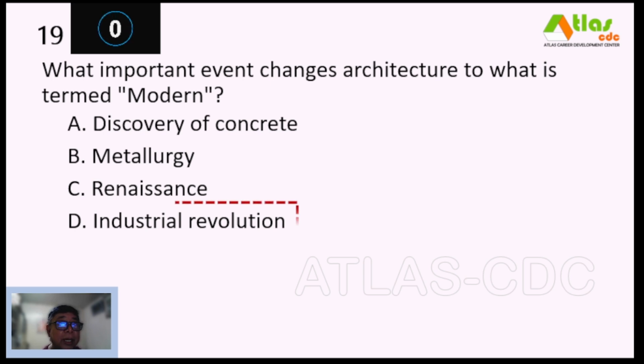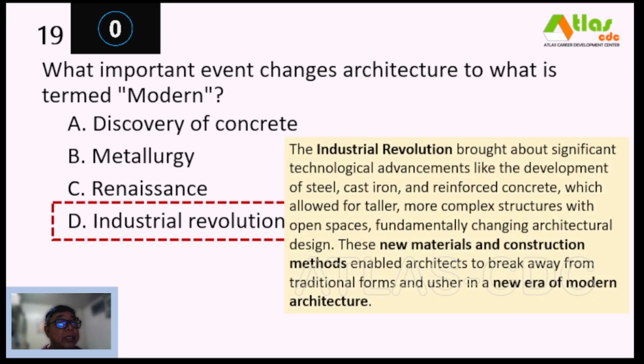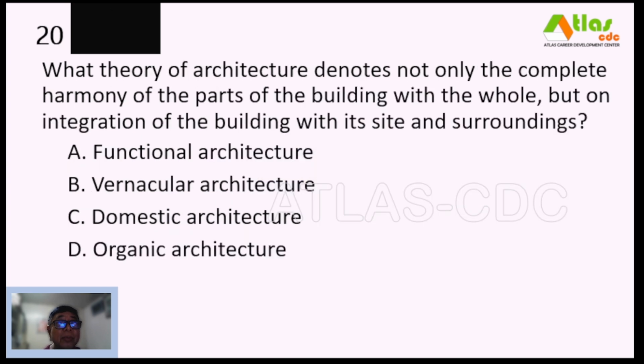And our correct answer is letter D, Industrial Revolution. So the Industrial Revolution brought about significant technological advancements like the development of steel, cast iron, and reinforced concrete, which allowed for taller, more complex structures with open spaces, fundamentally changing architectural design. These new materials and construction methods enabled architects to break away from traditional forms and usher in a new era of modern architecture. Number 20.